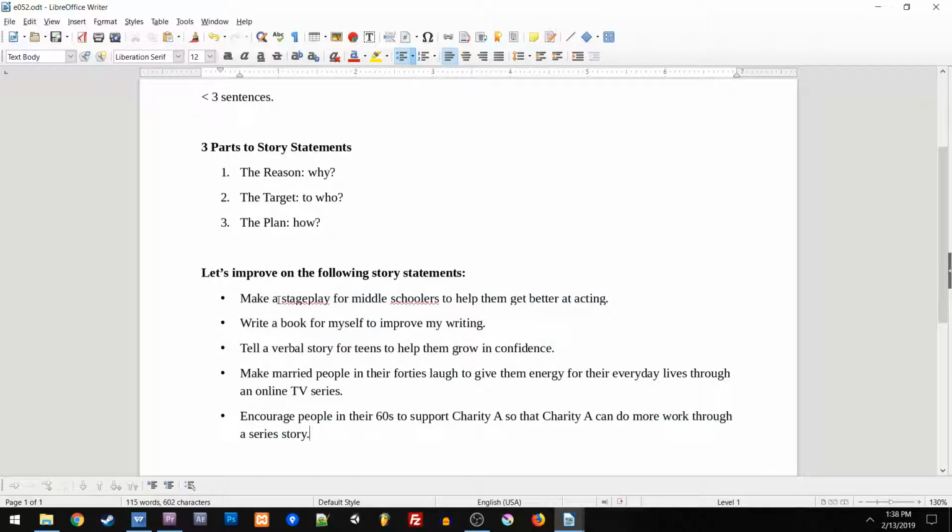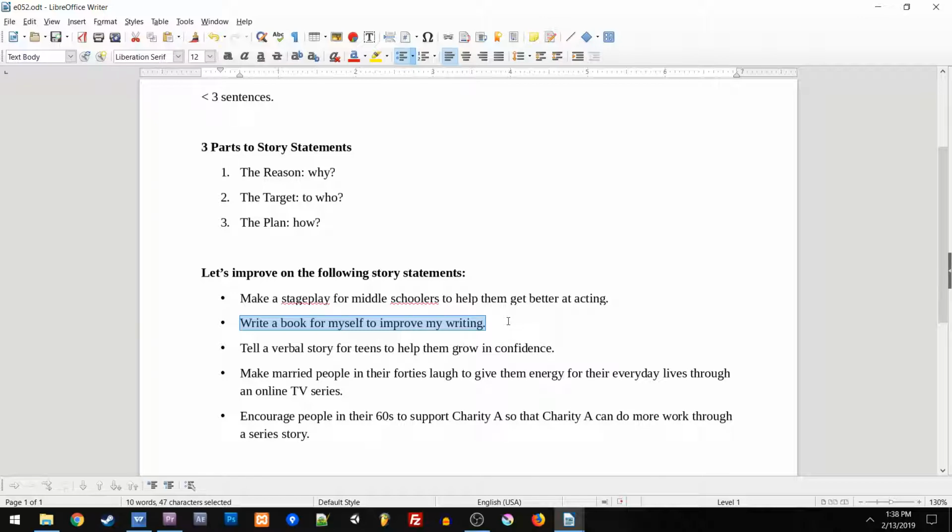Make a stage play for middle schoolers to help them get better at acting is much more clear for us in creating our stories than simply make a stage play. Write a book for myself to improve my writing might seem self-serving, but it's actually very helpful. And you're being honest, which helps you to go, okay, what's something tricky? What's something challenging for me? Do I struggle with dialogue? Then I ought to look at a dialogue-heavy story.